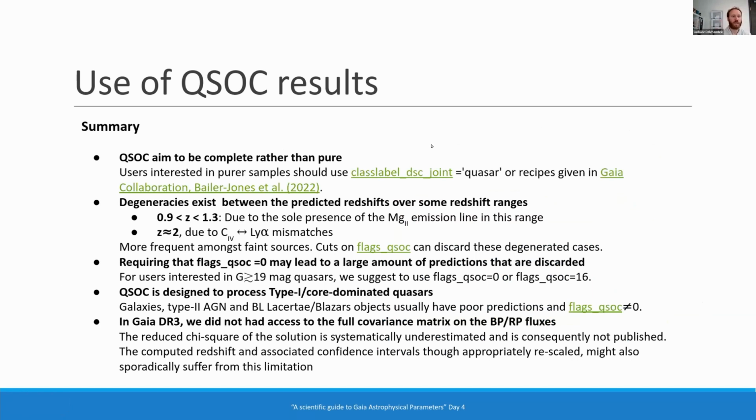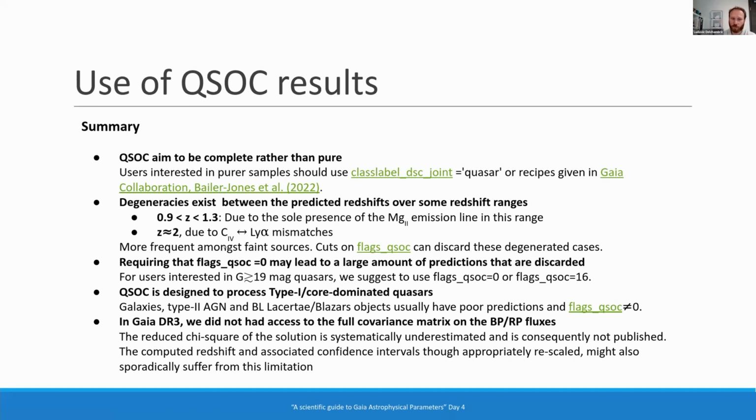So as a summary, I remind you that QSOC aims to be complete rather than pure. So for the source process, the purity can be achieved using a selection on the DSC probability, or using the filters that are used in the extragalactic content paper. There are degeneracies that exist between the predicted redshift over some redshift ranges comprised between 0.9 and 1.3 due to the sole presence of the magnesium 2 emission line, and around redshift 2, a mismatch between carbon 3, carbon 4, and Lyman alpha.